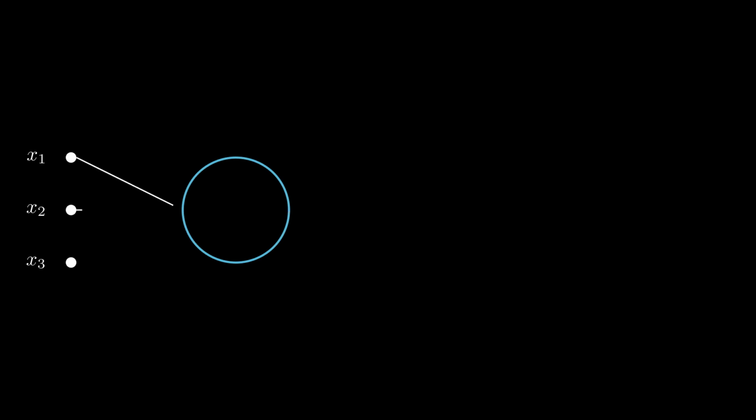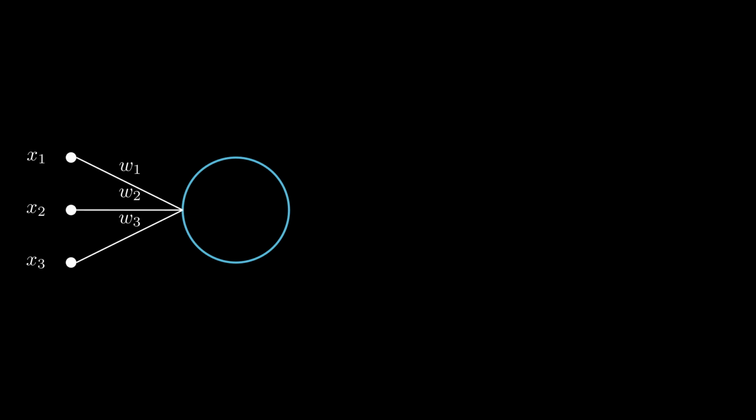Now, the neuron doesn't treat all inputs equally. It assigns an importance or a strength to each incoming connection. We call this a weight. A high positive weight means this input strongly excites the neuron. A large negative weight means the input strongly inhibits it. And a weight near 0 means the input is mostly ignored.